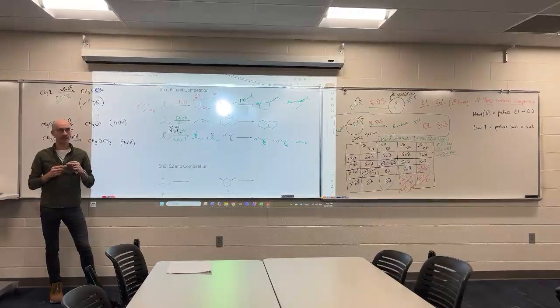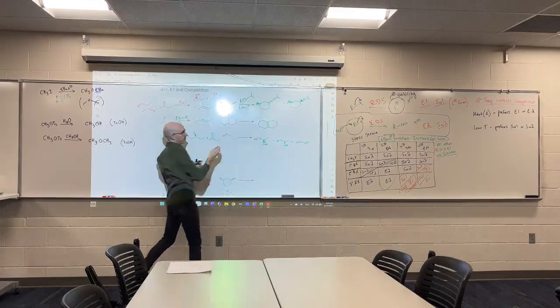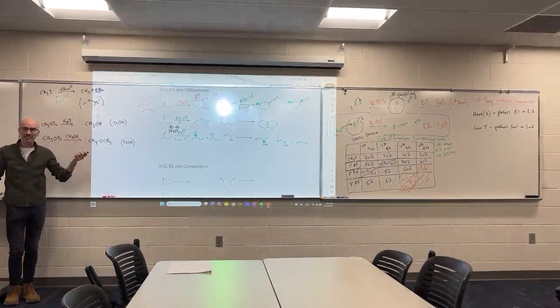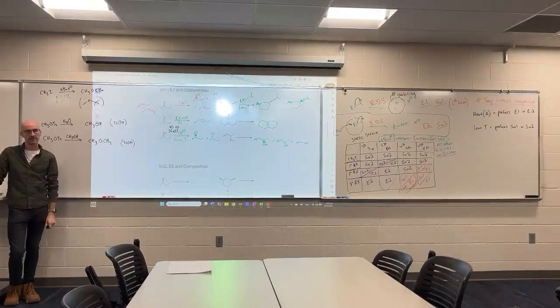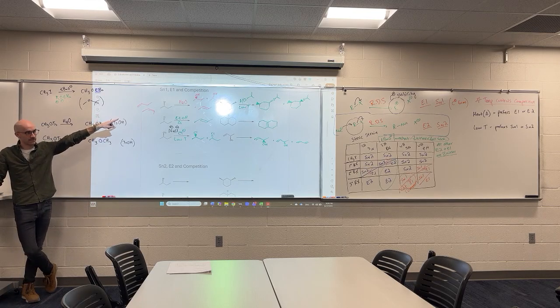Anything else that I need to specify with my reagent? Low temp. I don't want the elimination product. How many Zaitsev elimination products are there? If this reaction did eliminate, if this reaction went through E1, how many Zaitsev products could be formed?